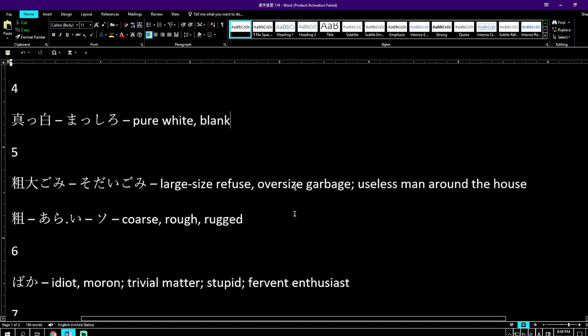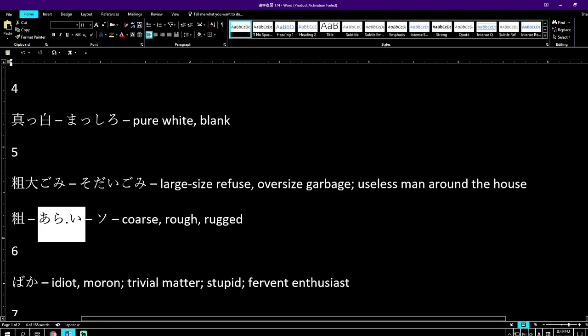Number five is a new one. Sodaigomi. Sodaigomi is large size refuse, oversized garbage, or a useless man around the house. If you're referring to your man as a useless large refuse. Our new kanji here is so or arai, which is coarse, rough, or rugged.